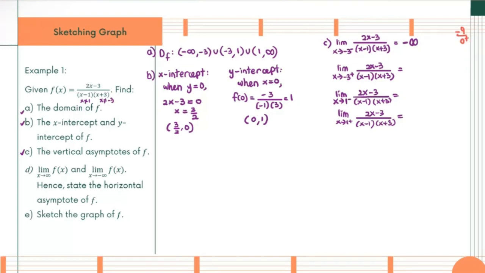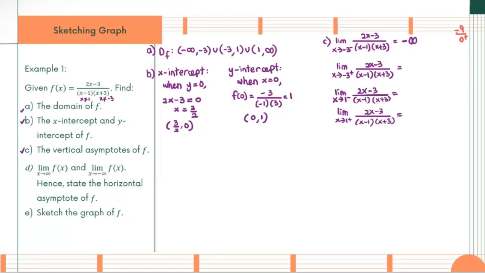Okay, seterusnya masukkan pula negative 3 from the right. So negative 3 from the right adalah negative 2.999. Masukkan dalam calculator. So now I get negative 9 divided by 0 yang negative. So that means here will be a positive infinity. Ni infinity ni penting tau sebab kamu akan tahu shape dia nanti macam mana.